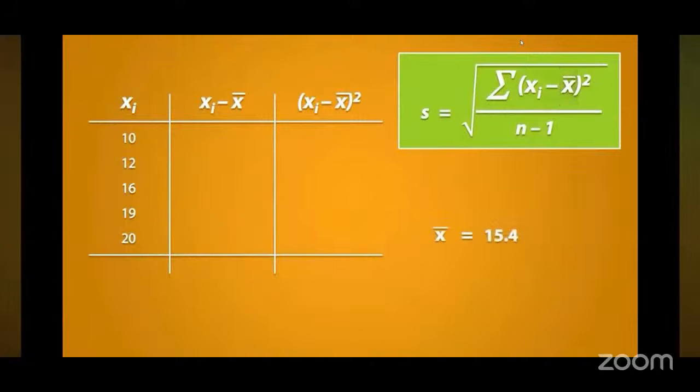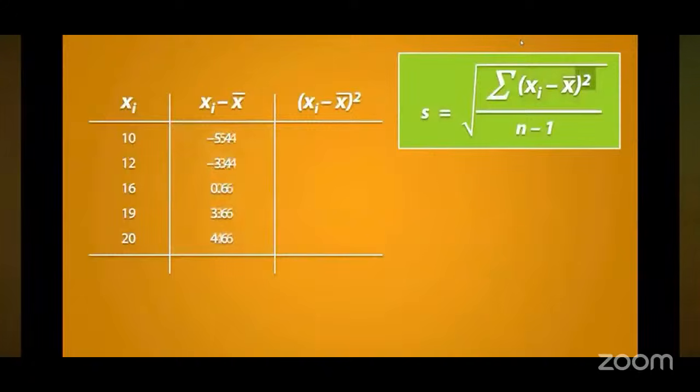The formula says we need to subtract each value from x bar, so we do this on the table. 10 minus 15.4 is negative 5.4. 12 minus 15.4 is negative 3.4. 16 minus 15.4 is 0.6, and so on.